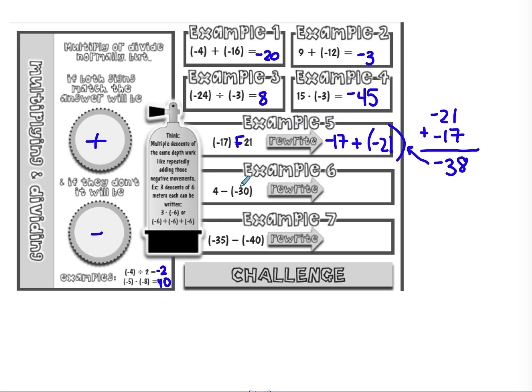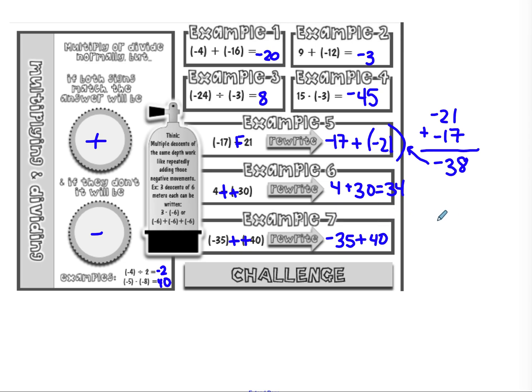All right, let's take a look at this next one. 4 minus -30. Boom, change to addition. Boom, change the sign. This now becomes this problem. 4 plus 30, and that's going to equal 34. All right, example 7, -35 minus -40. Boom, change to addition. Boom, change the sign. My new problem is going to be -35 plus a +40.